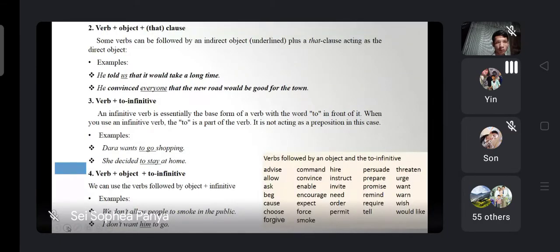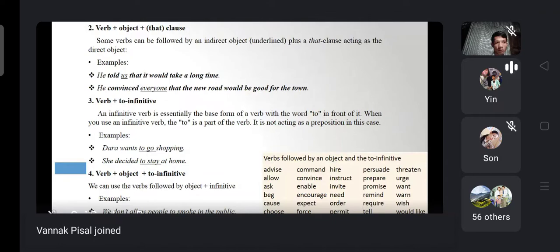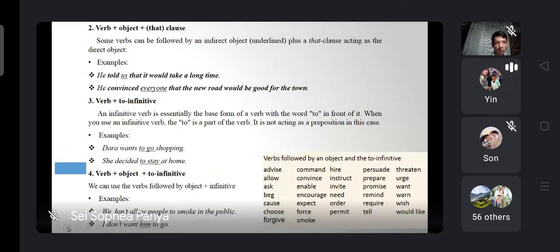Number two, this form is verb plus object plus that clause. This form is similar to the first form, but it adds an object between the verb and the that clause. Some verbs can be followed by an indirect object plus a that clause acting as the direct object. Example: He told us that it would take a long time. So us is acting as the object, and that it would take a long time is the that clause.